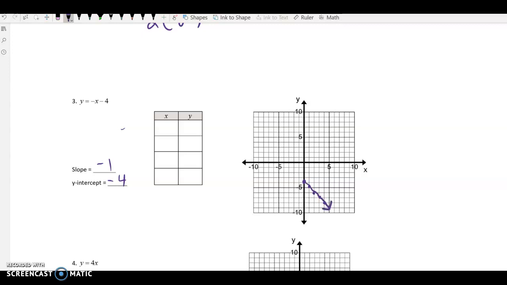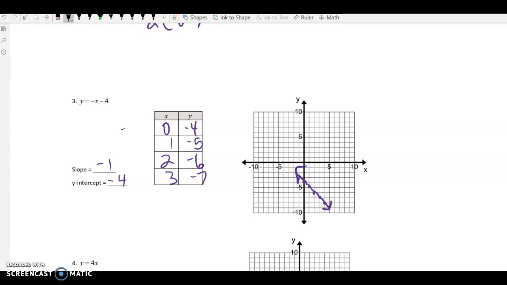Can you identify those points as ordered pairs? Well, I know my y-intercept is 0, -4. My next ordered pair would be 1, -5. The next one would be 2, -6, 3, -7. All right, but remember, at the time, we didn't know how to do this.